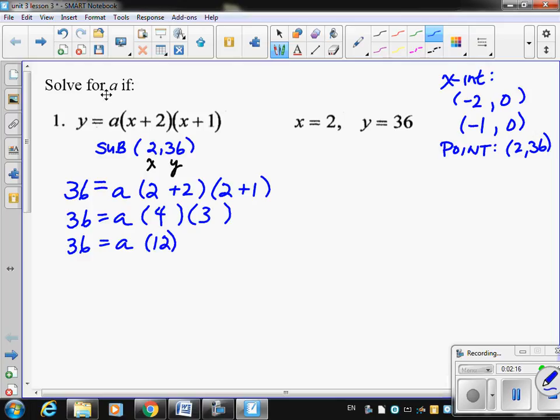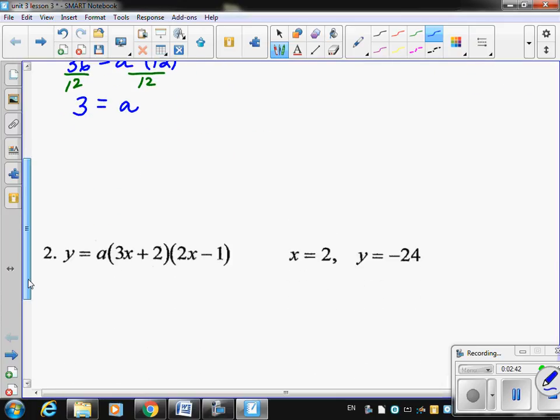And my last step would be to get rid of that 12, which is squished up to A, implying multiplication. To get rid of multiplication, we need to divide both sides by 12. Final answer, A equals 3. So this is an opening upwards, skinny parabola with x-intercepts -2 and -1.